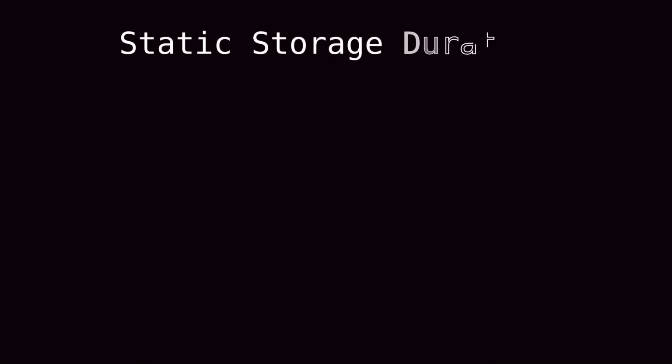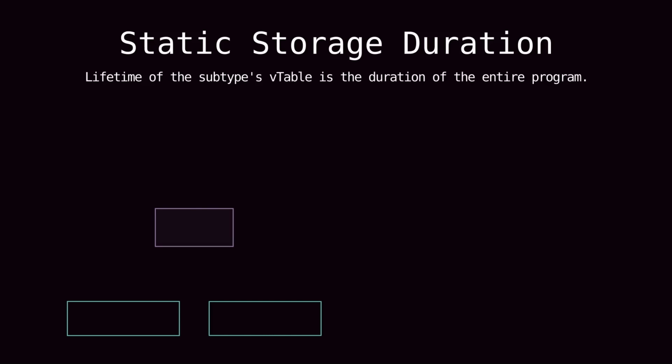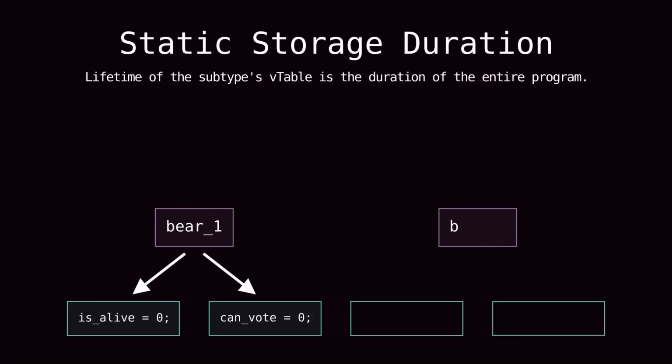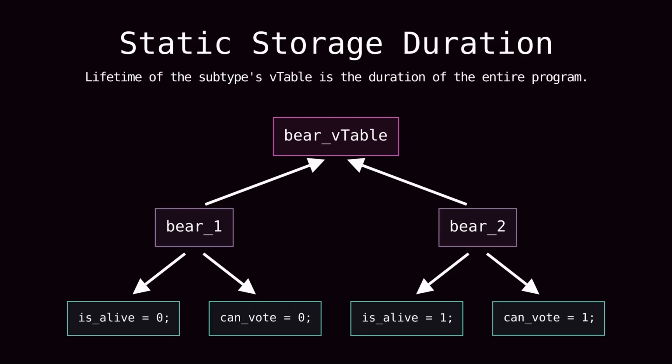Because we need the vTables to have static storage duration. So far, the other player properties like isAlive, canVote, and so on are unique to an instance of the player. This means their lifetime should follow the lifetime of the player instance they're bound to, i.e. created when the player is initialized and freed when it's destroyed. On the other hand, a vTable is different. A subtype's vTable is shared amongst all instances of that subtype. So we don't want copies to be created and destroyed with each instance, wasting memory.